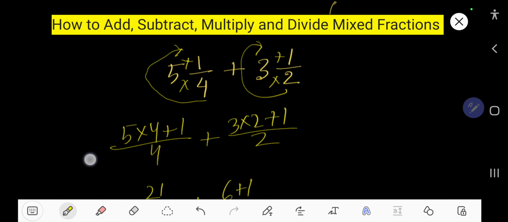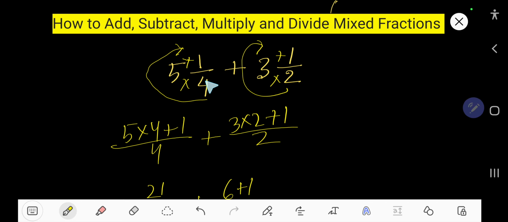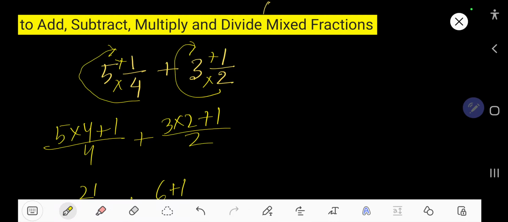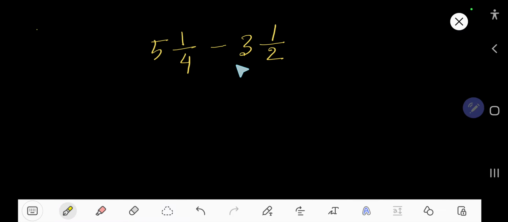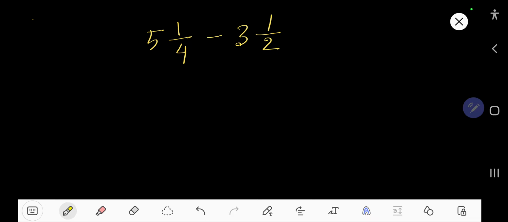This is the third way, right, to add two mixed numbers. So let me show you how to subtract. You can do subtraction for mixed numbers in 3 ways as like addition. So let me show you that.